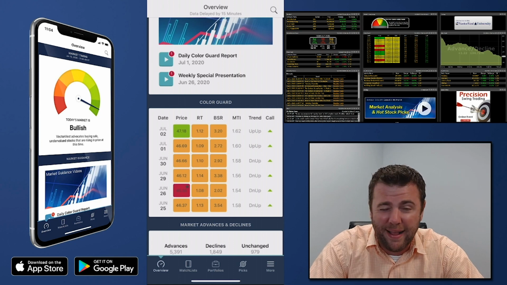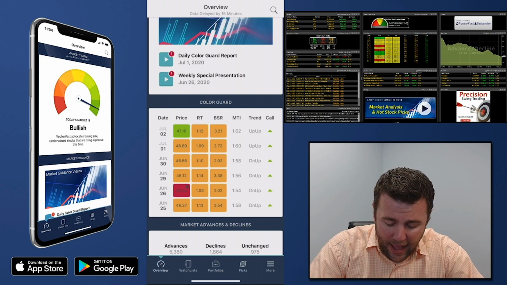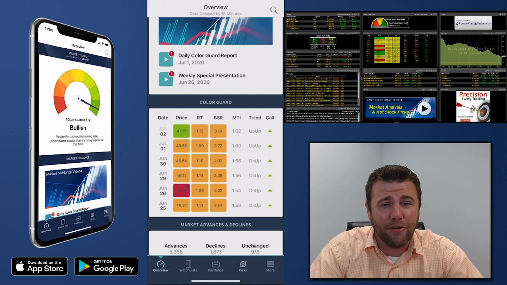Some days we'll go through and buy something. Some days we'll simply hold off from buying and wait for a better day. After the price, we then look at the RT, which is the short-term price trend indicator. It's cast on a scale of 0 to 2. So above 1, short-term trend of the market is up. Below 1, short-term trend of the market is down.